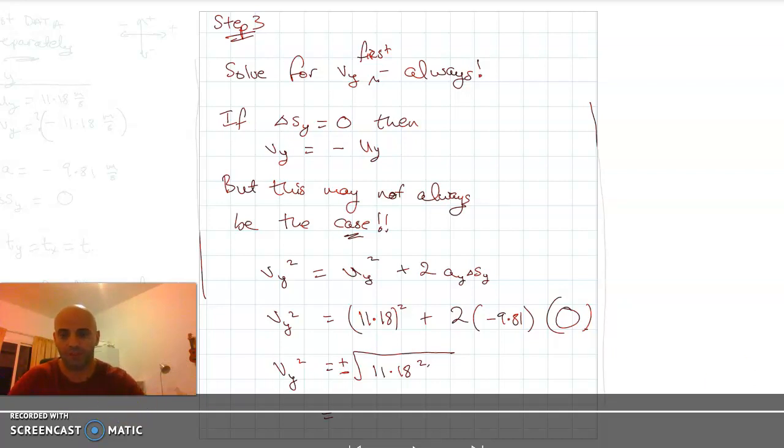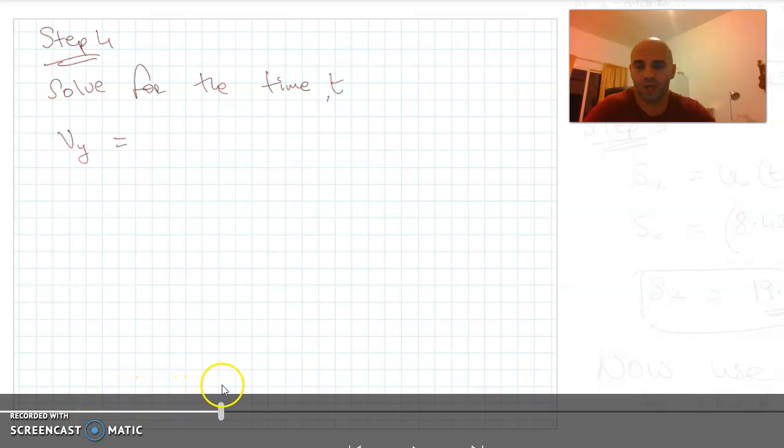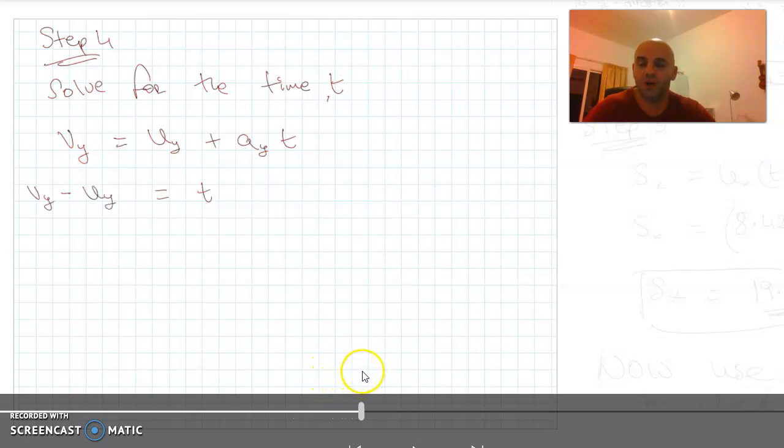Okay, so on to step 4 now. Once we have the final velocity in the y direction, we solve for the time. That's the technique we will always use. So the final velocity in the y direction is equal to the initial velocity in the y direction plus the acceleration in the y direction times the time. Rearranging for the time, you get v minus u all divided by the acceleration.